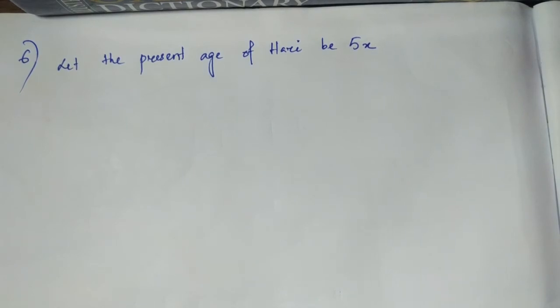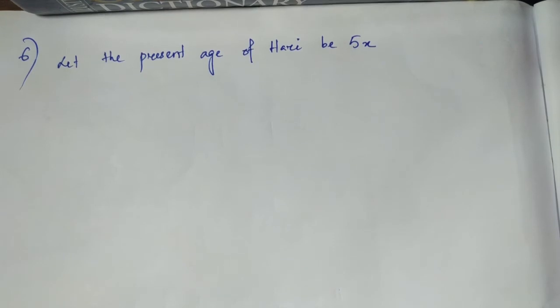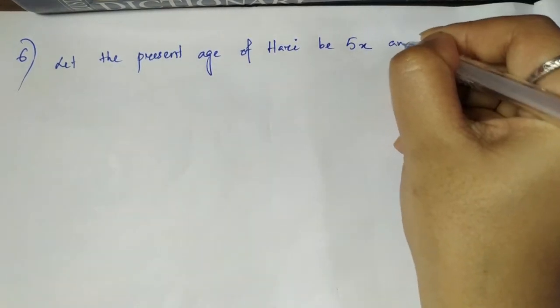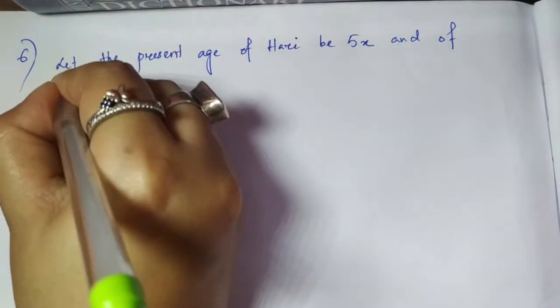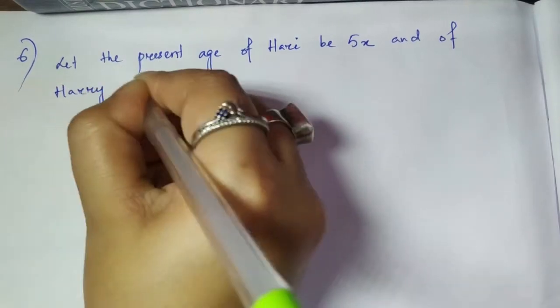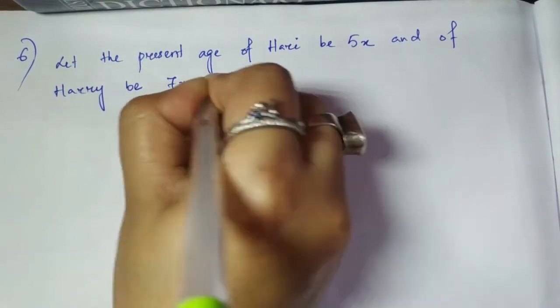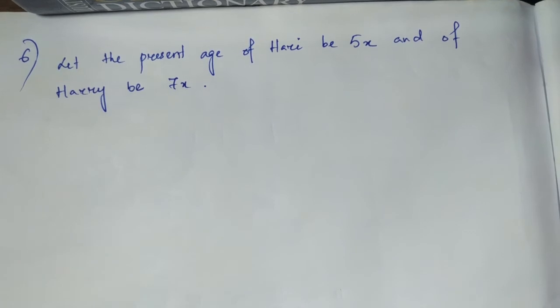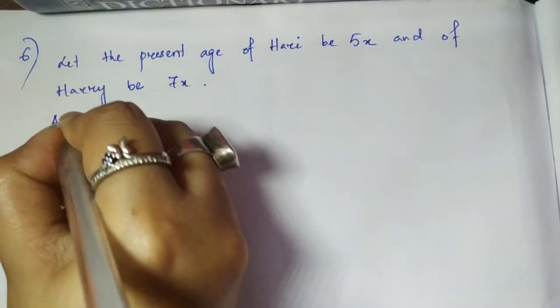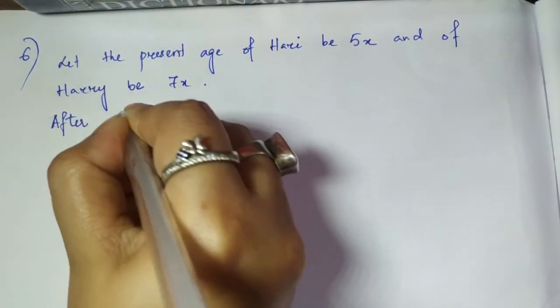Because the first name is Hari, then Harry, and it's given in the ratio 5:7, we take it in that way. Let the present age of Hari be 5x and of Harry be 7x. Now they are talking about their ages after 4 years, right? So what will be their ages after 4 years?